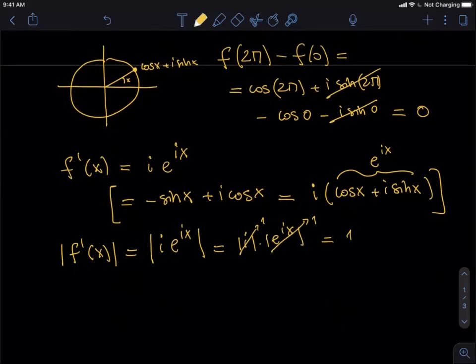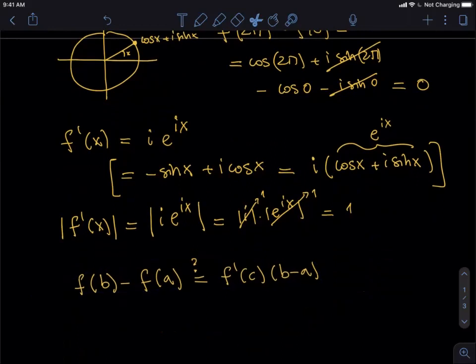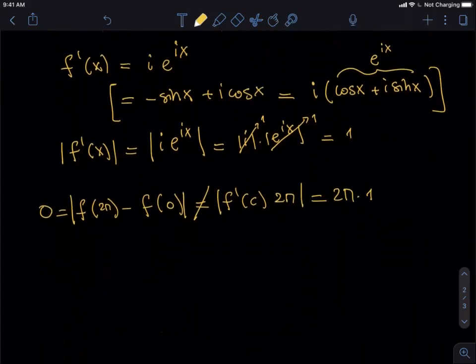And here we run into a bit of a problem because for this to be true, well, it's clear already that it's impossible, right? This would be 2 pi, 0. We will have c, and here we will have 2 pi. Taking moduli on both sides, this is 2 pi times 1, but this is 0. So no chance. And that completes the example. So it cannot hold.